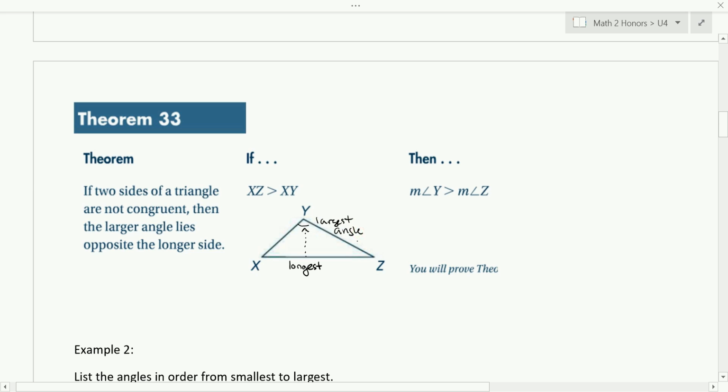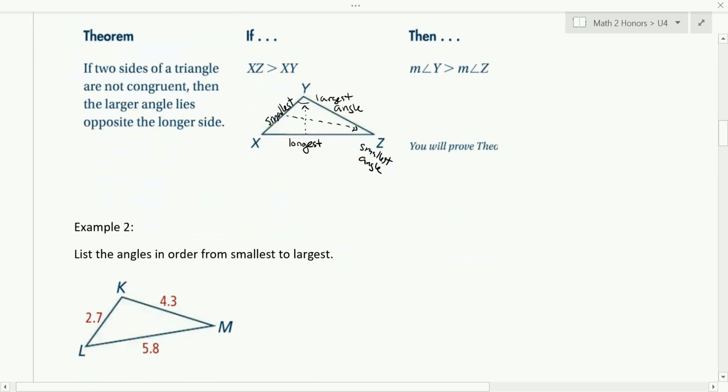Okay. It also works with the smallest. So like, let's say that XY is the smallest side. Which angle do you think would be the smallest angle? Yep, angle Z, because angle Z is across from the smallest side, so this would be your smallest angle.